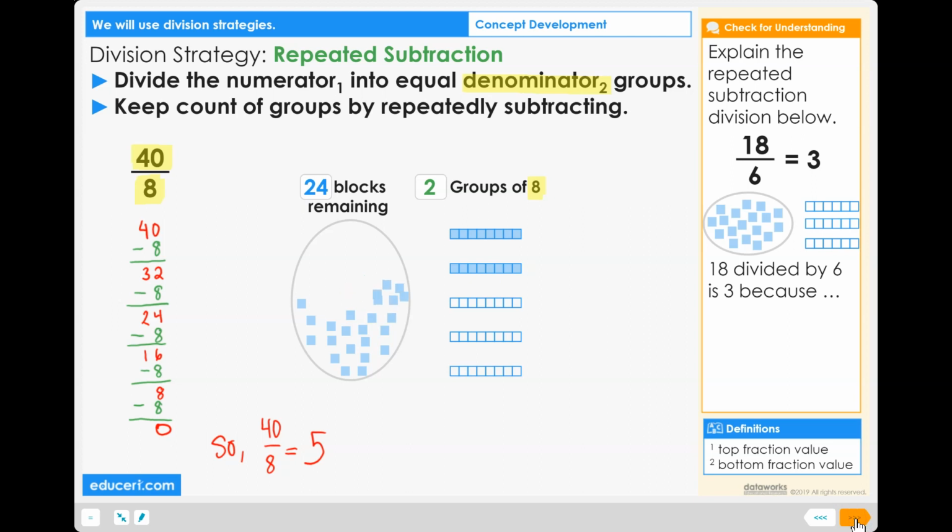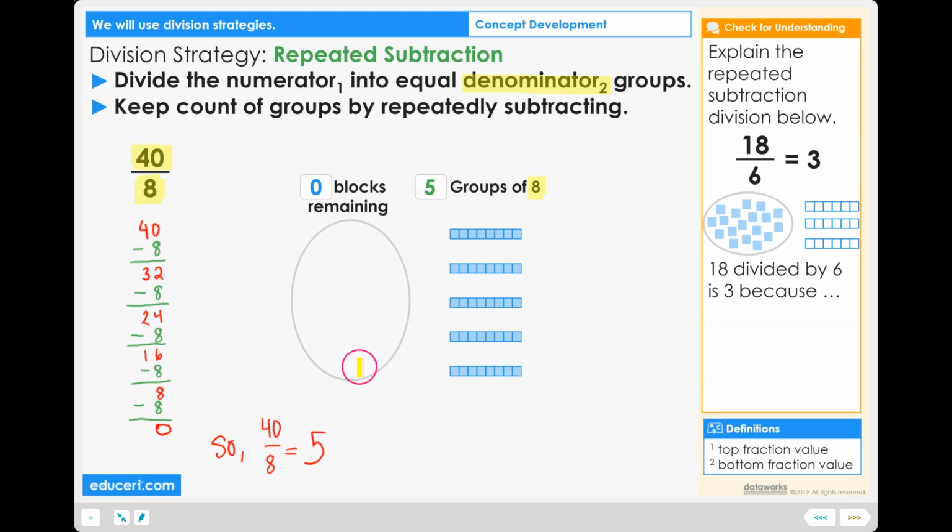Another 8 blocks, another group of 8, 16 blocks remaining, and 3 groups of 8. And we go one more time, leaving us with the final 8 blocks to be put into a group of 8.